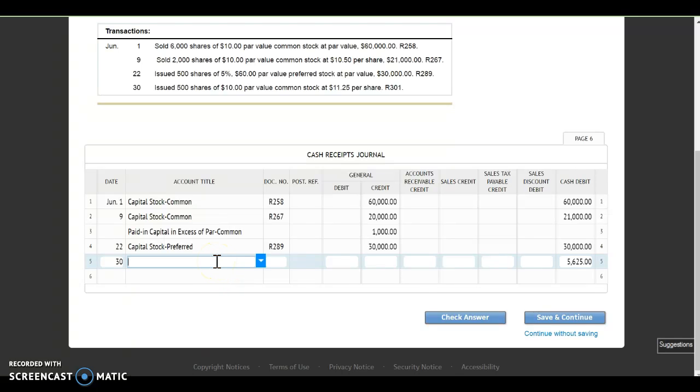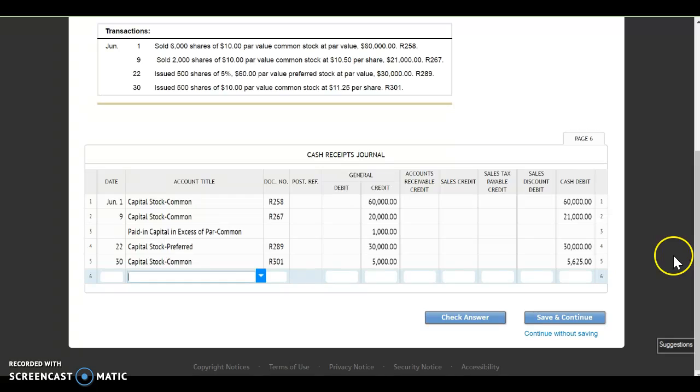Okay. Then we're going to credit our capital stock, and this is common stock, receipt 301. Okay, now when we look at our credit, remember here our par value is $10. We're selling it in excess of that $10. So we're going to take 500 times 10, which will give us 5,000. So that's going to be our capital stock common. Now our debit and credit don't equal, so the remainder will be our paid in capital in excess of par common.